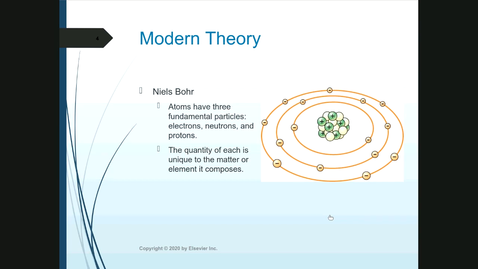Meaning a hydrogen atom is completely different from a lead atom. That is completely different from a tungsten atom or a carbon atom. In any of the atoms we look at, as long as they're different elements, there is a different number of electrons, protons, and neutrons. And we'll look at some of those elements when we get back to the periodic table.